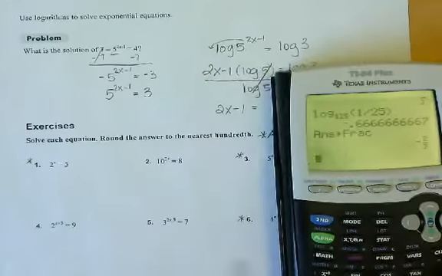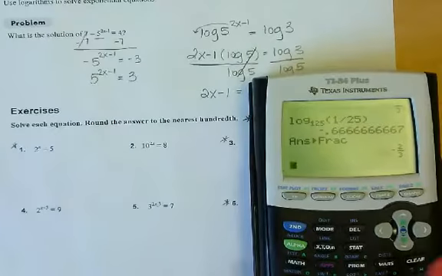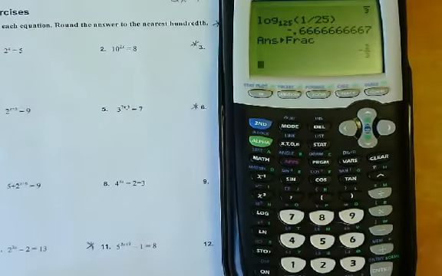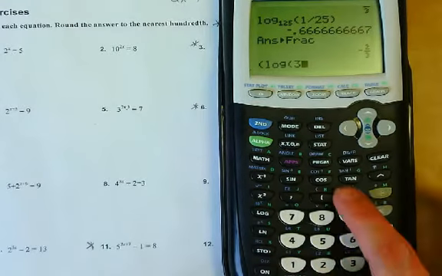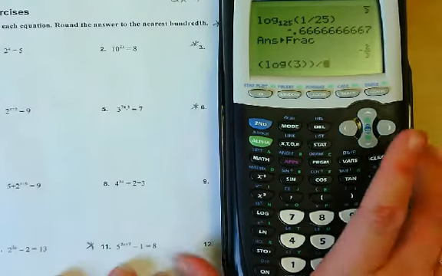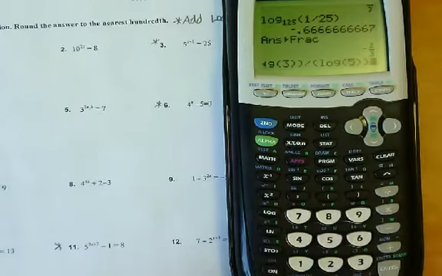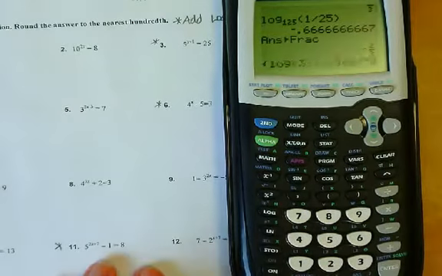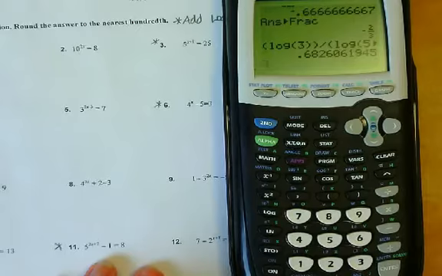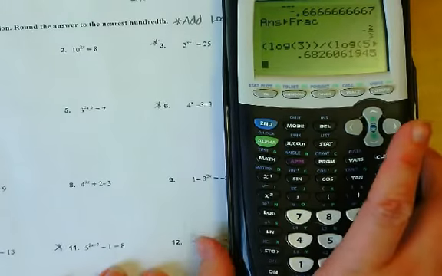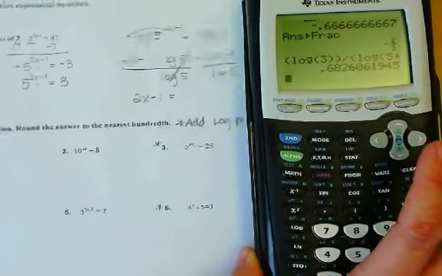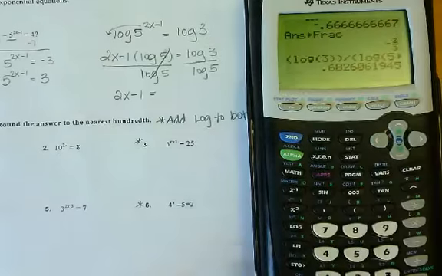So in my calculator, I'm going to do log of 3. I'm using the log function that's right beside number 7. But I need to make sure that I use parentheses. So log of 3 divided by log of 5. Notice my use of parentheses gives me this solution. So what I'm going to do is write this as a rounded decimal.